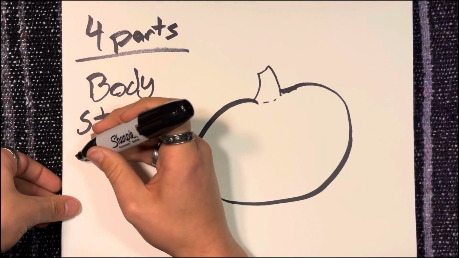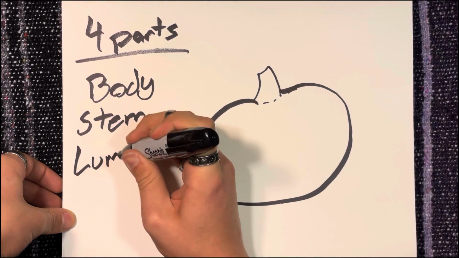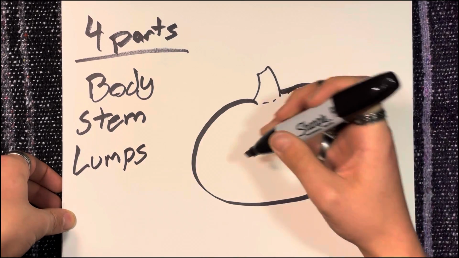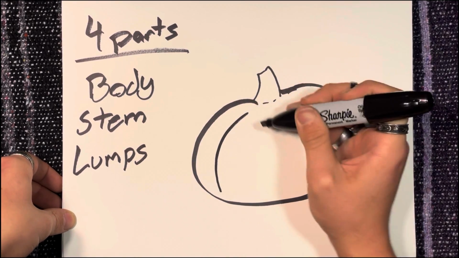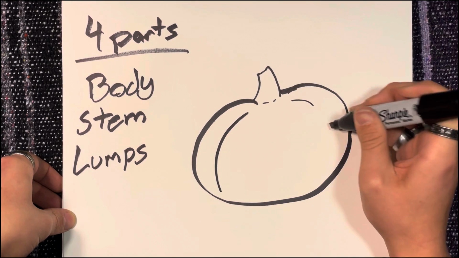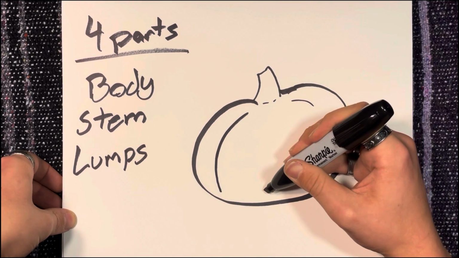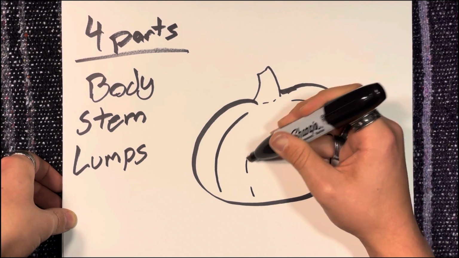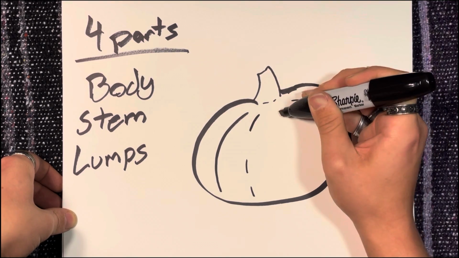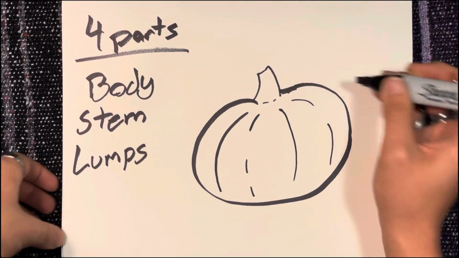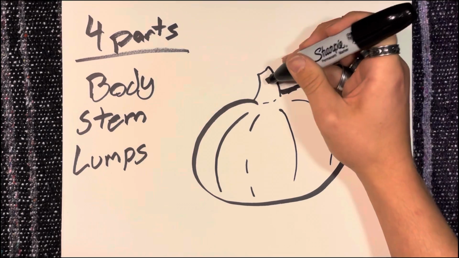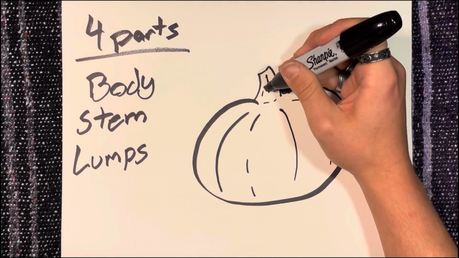Looks a little bit too much like a tomato though, so we're going to come in and give the most defining feature of a pumpkin. It's lumps. These are literally just vertical lines that follow the curvature of your pumpkin to solidify that 3D shape and remove any confusion that may have been had as to what type of fruit we're dealing with here.